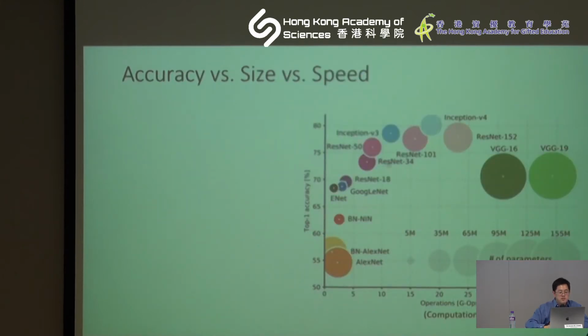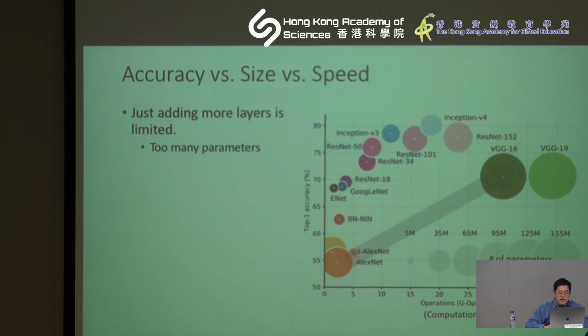Here is a comparison of the accuracy versus the speed and the size. On the x-axis here is the speed, the number of operations, and the size of the circle represents the number of parameters, or the size. The y-axis here is the accuracy. If I just look at AlexNet and VGGNet, which is just the deeper version of this one, you can see I can get some performance increase. But the penalty is I have to do a lot of computation, and I have a much larger model.